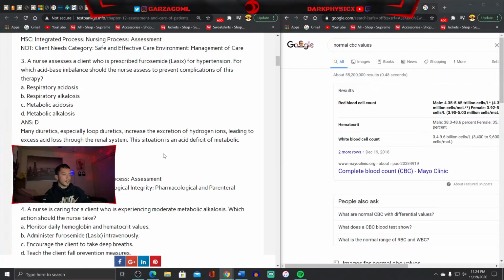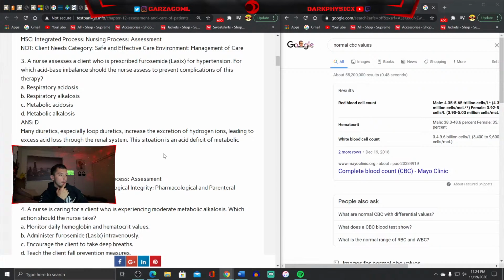The nurse is assessing a client who is experiencing moderate metabolic alkalosis. Which action should the nurse take? So moderate metabolic alkalosis, so it's slightly worsening. Might be feeling some tingling. Or is that respiratory alkalosis? I think it's respiratory alkalosis.